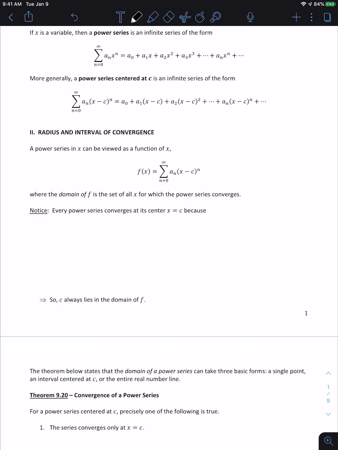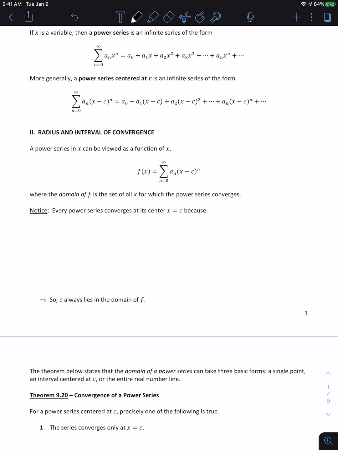A power series in x can be viewed as a function of x. This is my power series, and it has a variable in it, so it can be thought of as a function, and we use function notation f of x. The domain of that function f is the set of all x for which the power series converges. Remember, this is an infinite sum, and an infinite sum doesn't always converge. But those x values where the series does converge are called the domain.